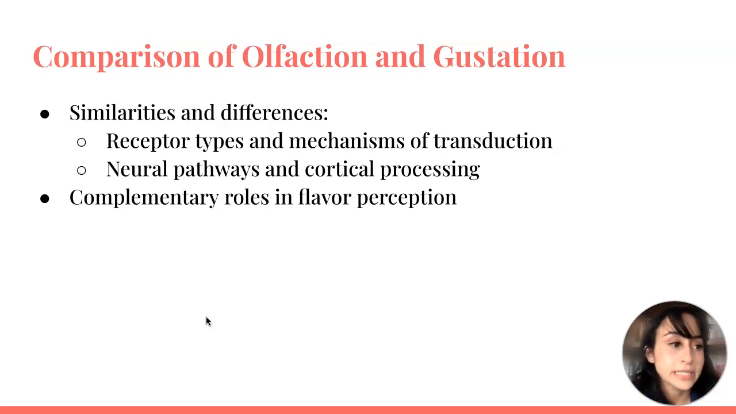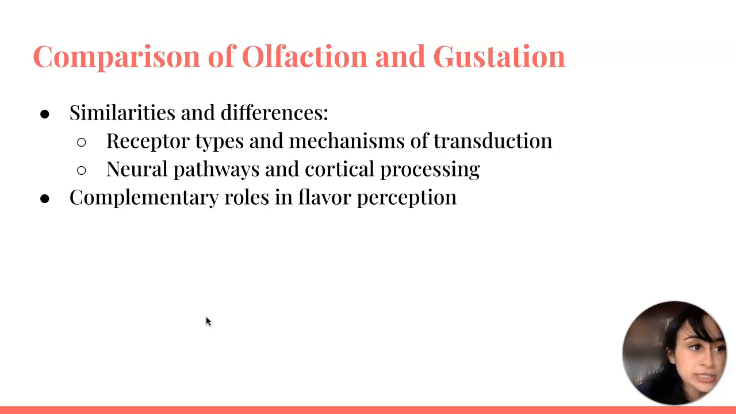In terms of similarities, detection of chemical compounds is similar in both olfaction and gustation. Both detect chemical molecules, odorants and tastants respectively, dissolved in the surrounding medium, whether it be air for olfaction or saliva for gustation. They rely on specialized receptor cells located in their sensory organs to detect specific chemical stimuli, which is also a common similarity between the two.